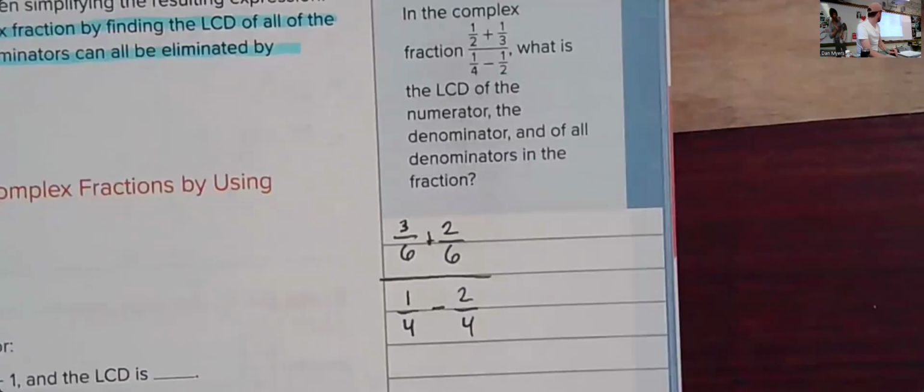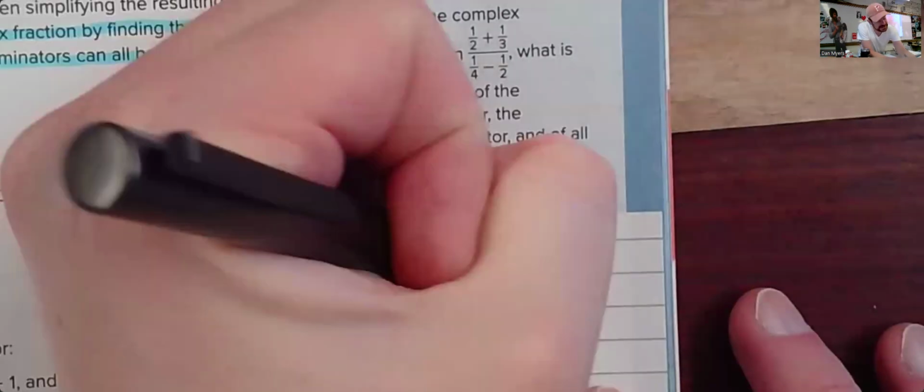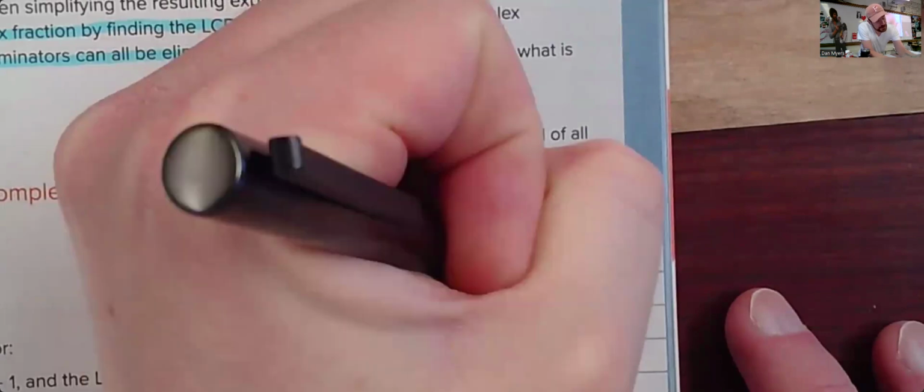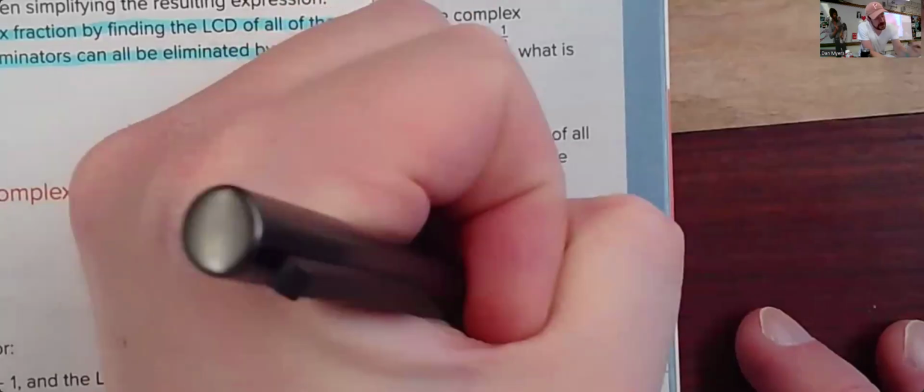And then you can simplify both of these fractions, which would be 3 plus 2 is 5. So this would be 5/6 numerator over, let's see, 1 minus 2 is -1. So that'd be -1/4 on the denominator.